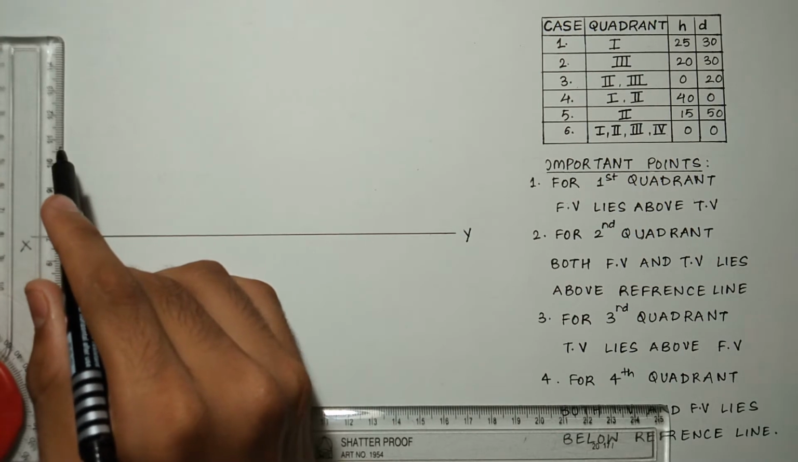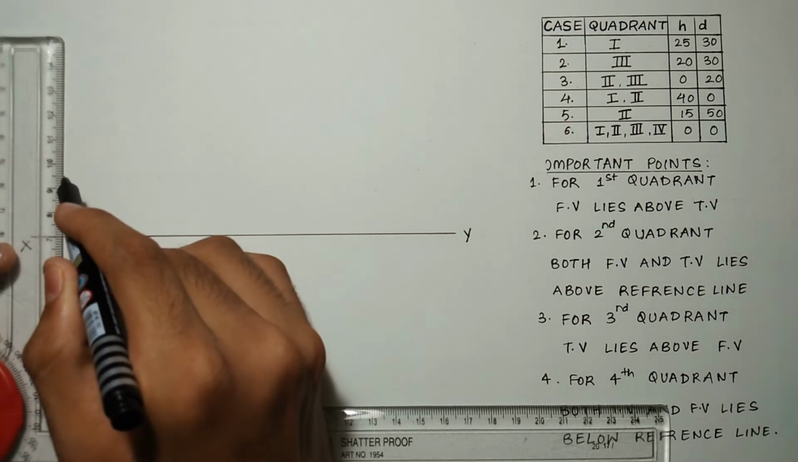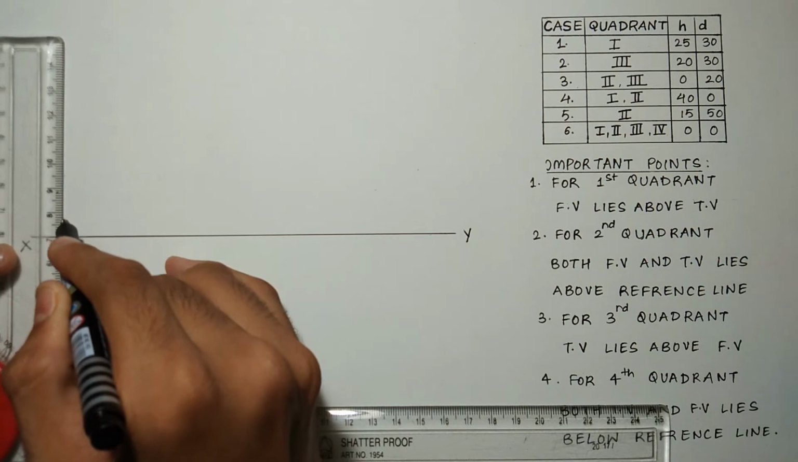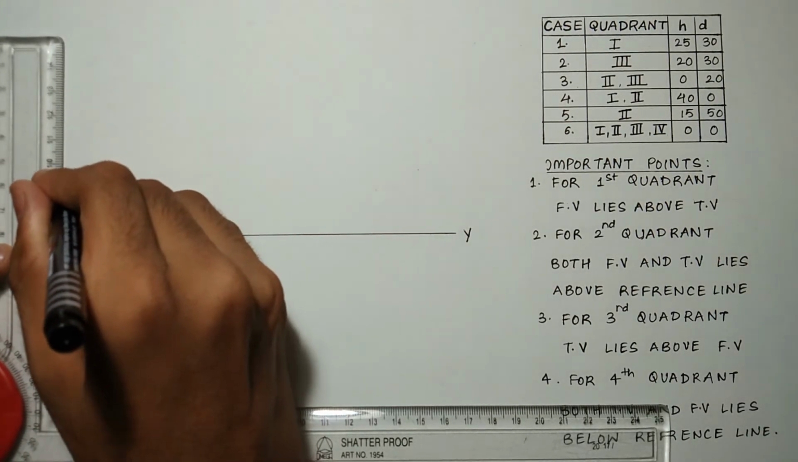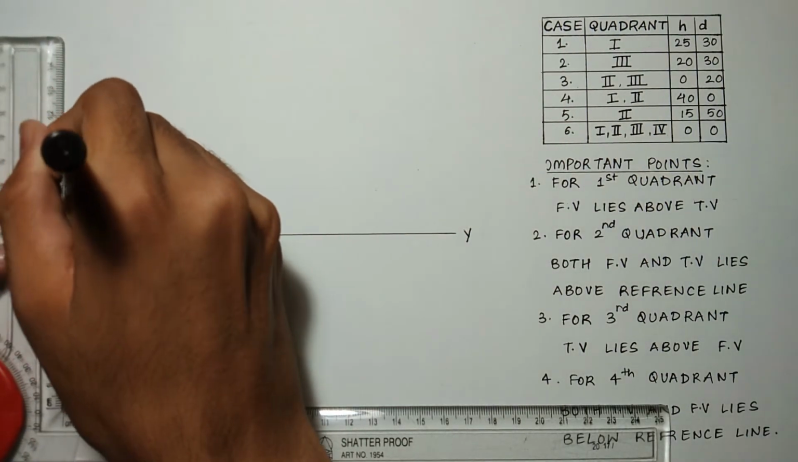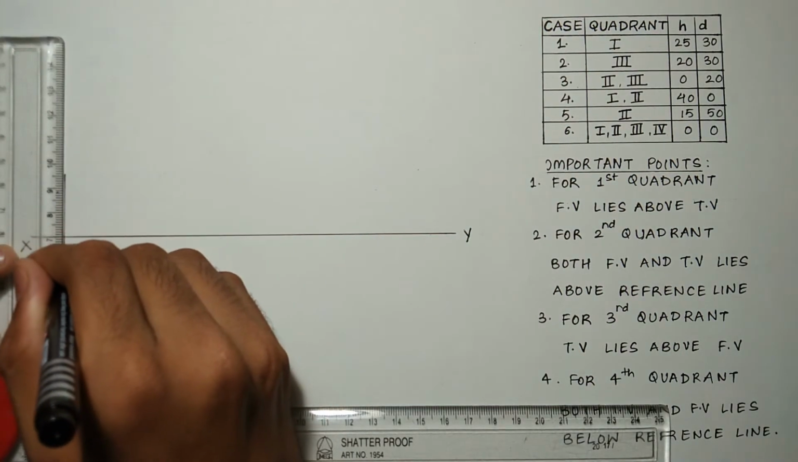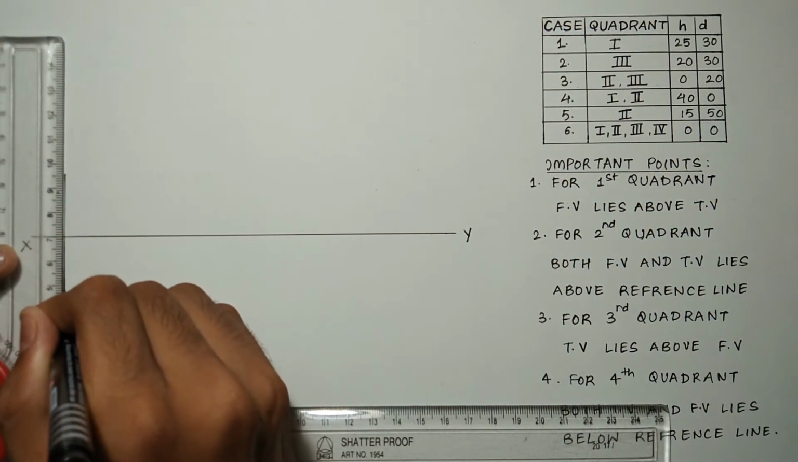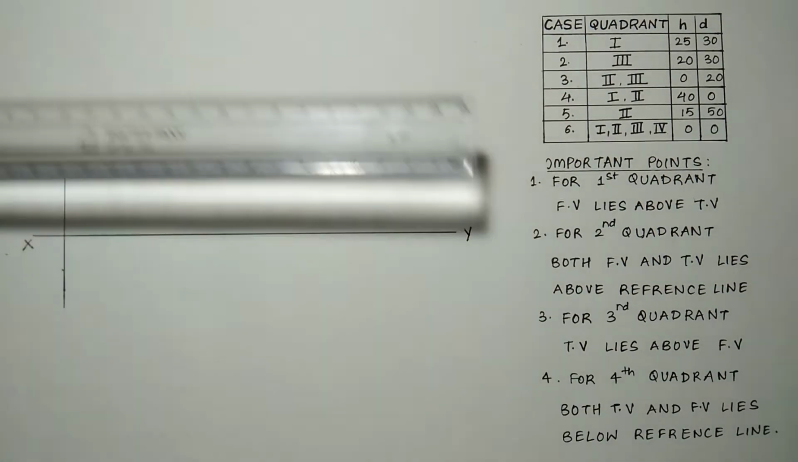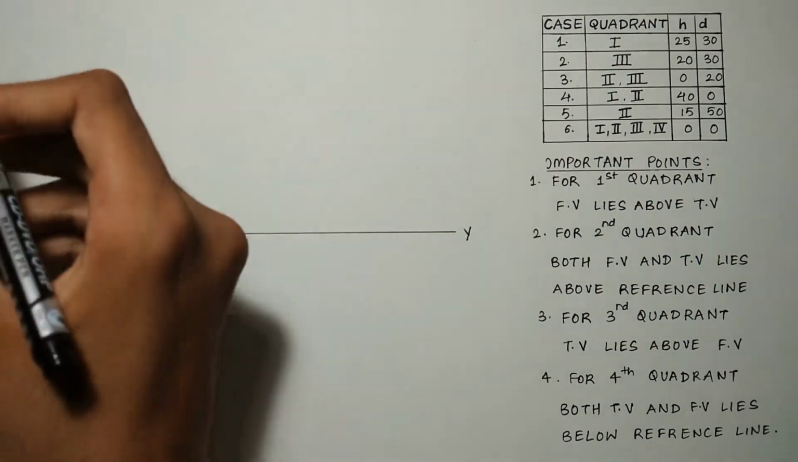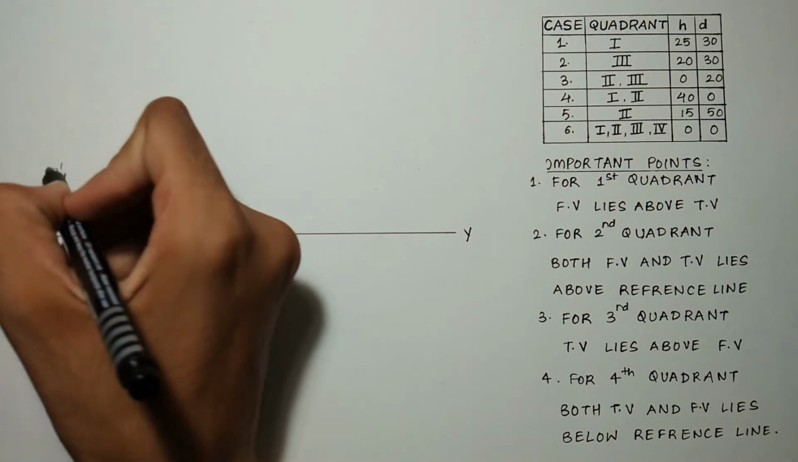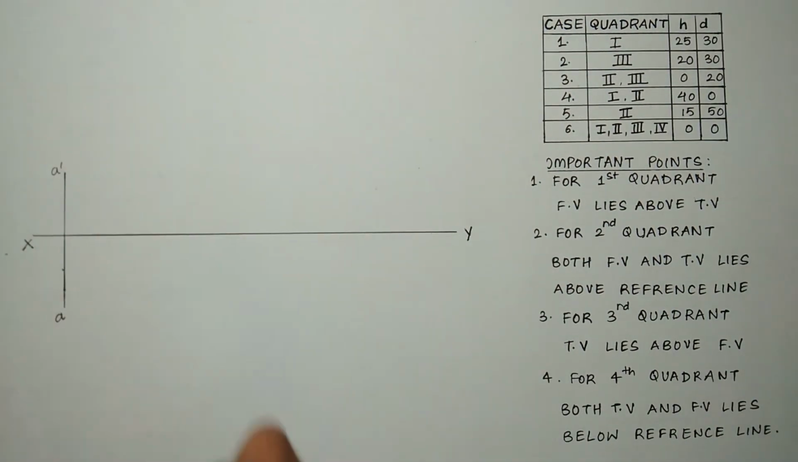As the distance is mentioned as 25 mm, let us draw the 25 mm projector above and the 30 mm projector in the downward direction. So this point is given as a dash and this point is given as a.